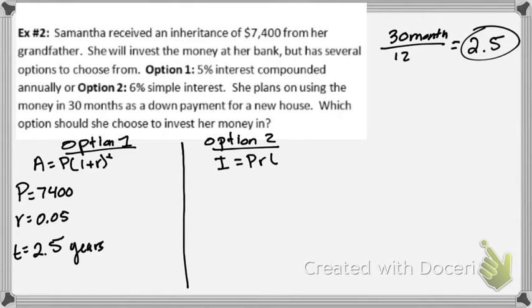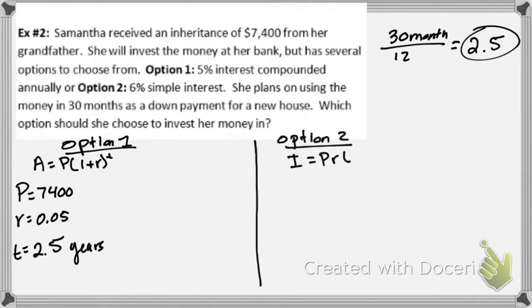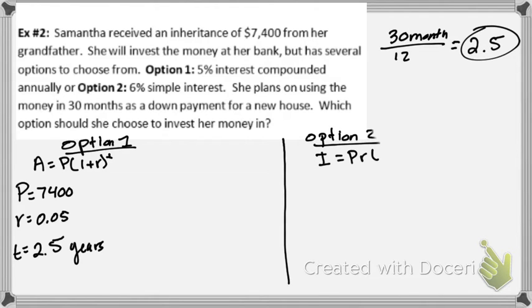Okay, so let's move this over a little bit more. Okay, so for our formula, we got 7,400 times 1 plus 0.05, and our exponent is 2.5. When we put that into the calculator, our total amount is 7,400 times 1.05, exponent 2.5. We get $8,359.97.